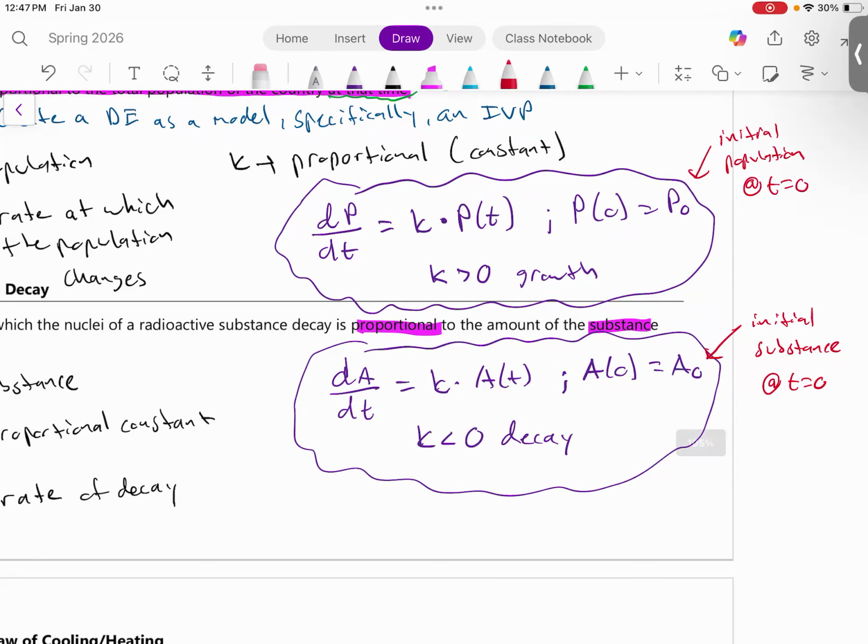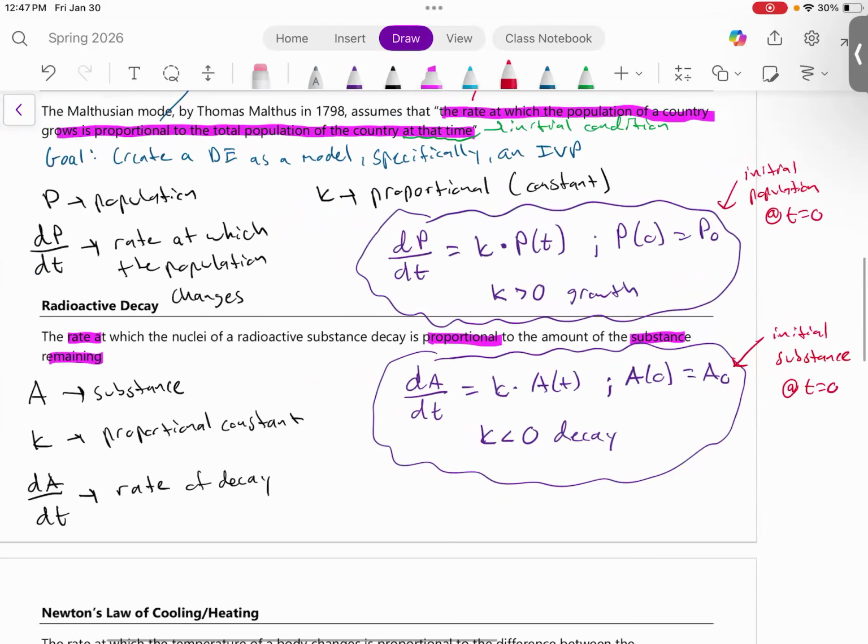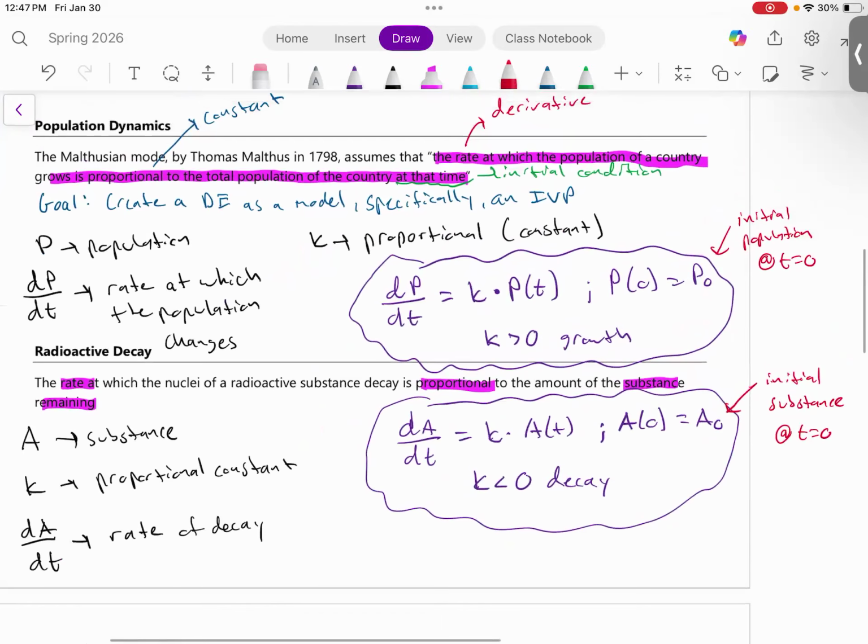But okay, so here are my two basic mathematical models. We created differential equations, and they are mathematical models for these real world situations. So that's our first attempt at it.